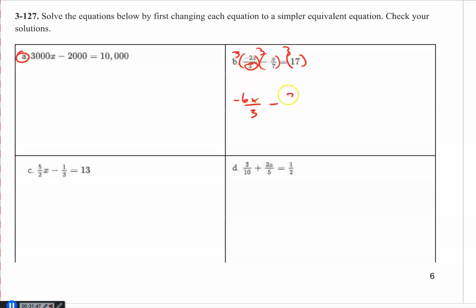Minus 3 times x divided by 7 equals 3 times 17, 54, 51. 51. Okay, now negative 6x divided by 3 is negative 2x. Other ones stay the same, so that's why we do this. Now the fraction's gone, it's vanished.